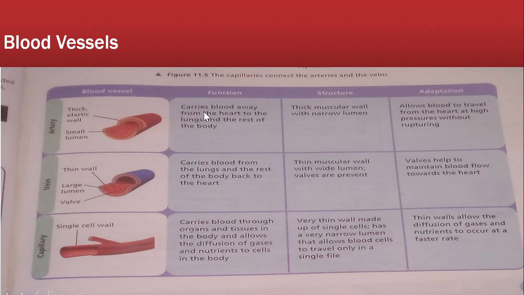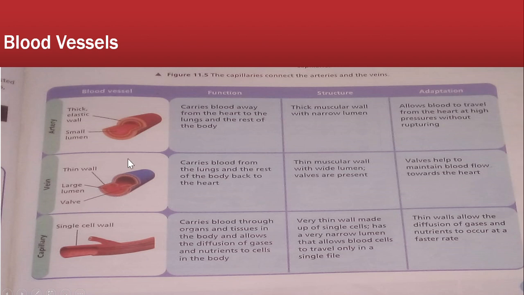So the function is to carry blood away from the heart to the lungs and the rest of the body. And the structure is a thick muscular wall with a narrow lumen. Narrow means small. Adaptation: this allows blood to travel from the heart at high pressures without rupturing. Vein, I have pointed it out. It has a thin wall, large lumen, and valves.